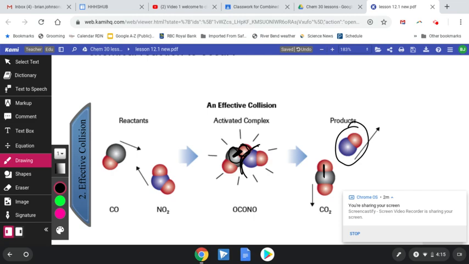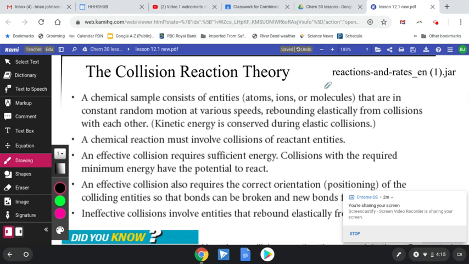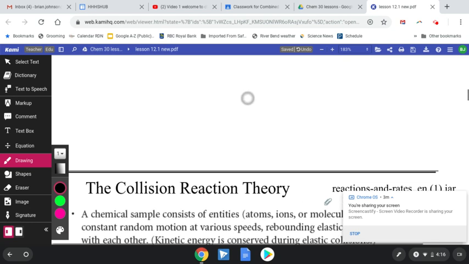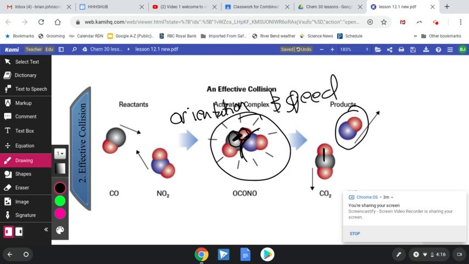And now in your notes, you have some information to fill in. So we are on page 138. First thing you need to do in your notes is make a sketch of this and point out that you need that correct orientation and speed to turn an ineffective collision into an effective collision. So those are our key variables. I'll pause for a second for you to do that, or you pause the video.